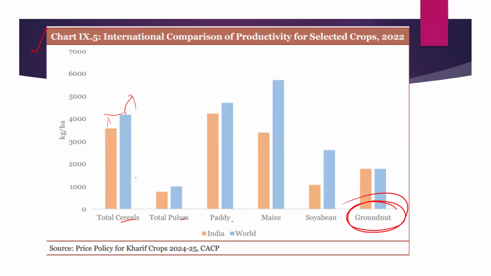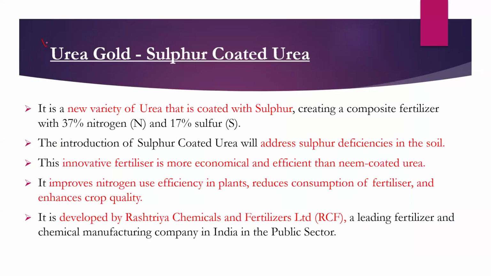Okay, except for groundnut, for all other crops that you see here, India's productivity is selectively less compared to the world. So remember that aspect that is there in your economic survey. Fine. The next one, urea gold. Yes, mentioned in your economic survey.